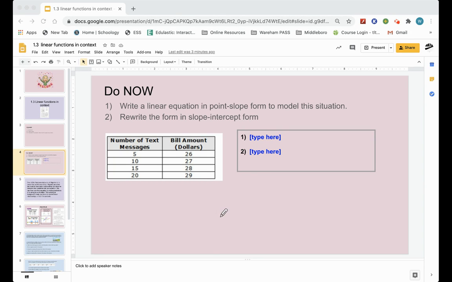And we like to represent that as a unit rate. So I'm going to divide 1 by 5 and I get 20 cents. So it's 20 cents per text message.